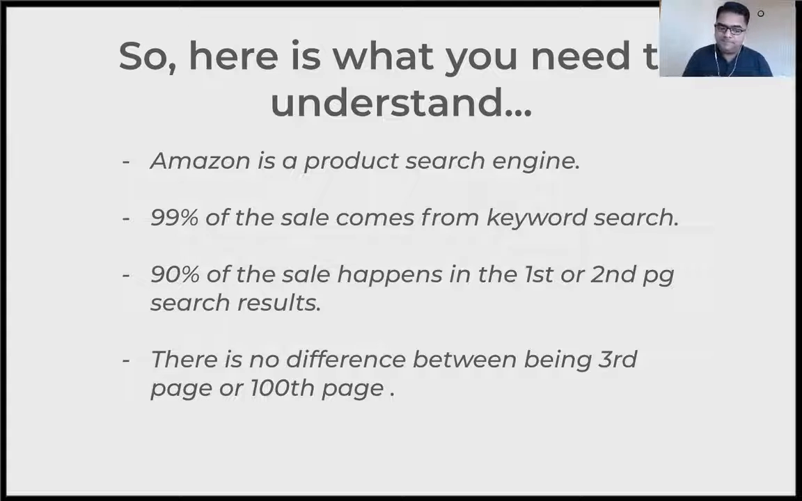And here is the important point. 90% of the sales happen on the first page or the second page of the search results, because most people are not going to scroll through multiple pages. Either they will find their product on the first page or at least the second page, and they will move into that product page. Then they will decide whether to buy or not. And there is no difference between being on the third page or the 100th page. So this is why you need to promote your product, so that you can show your product on the first page or the second page on Amazon.